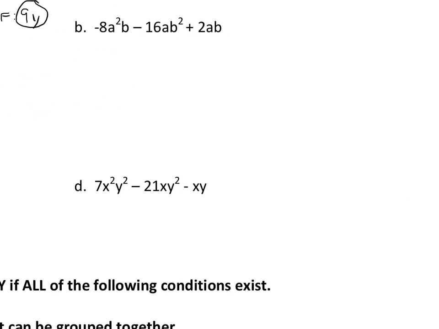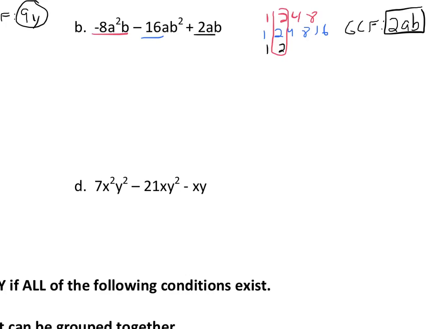Next one, we have three different terms. If we look at the first one, we have 1 and 8, 2 and 4 are the factors of 8. If we look at 16, we have 1 and 16, 2 and 8, and 4 times 4, which I'll just write once. Then we have 2, and that's just 1 and 2. What is the greatest common factor of all three of those? 2. So our greatest common factor is 2. All three of them have at least one A, no more than that though, and they all have at least one B. So that's the greatest common factor.